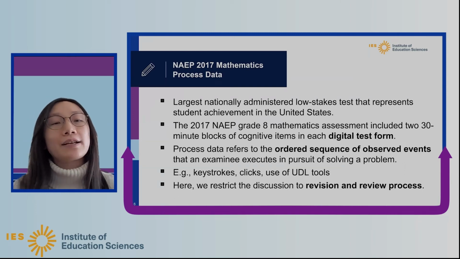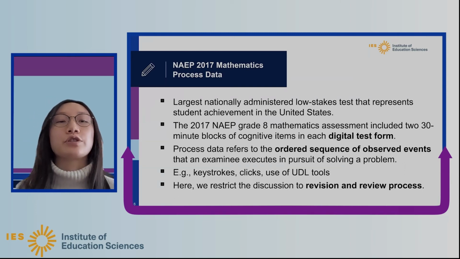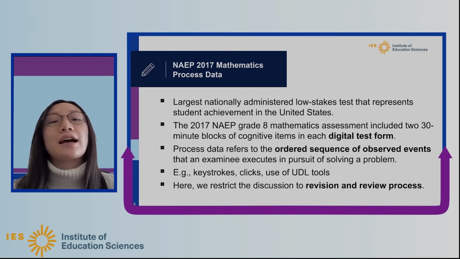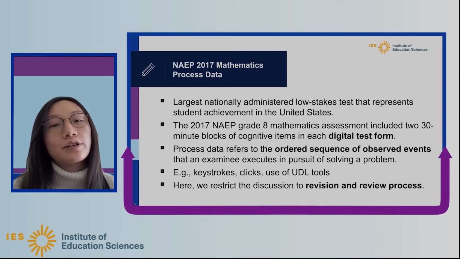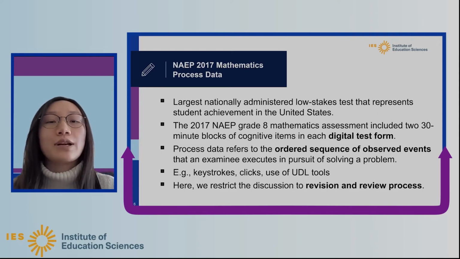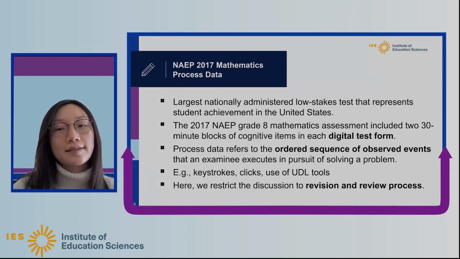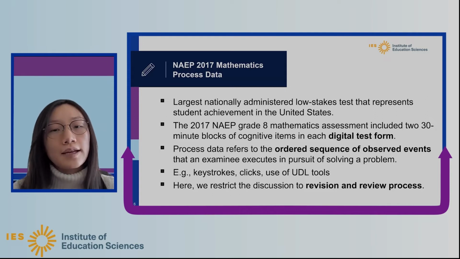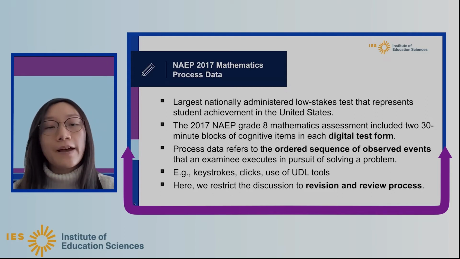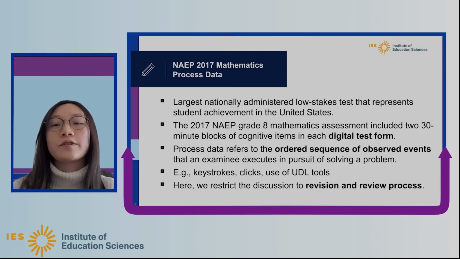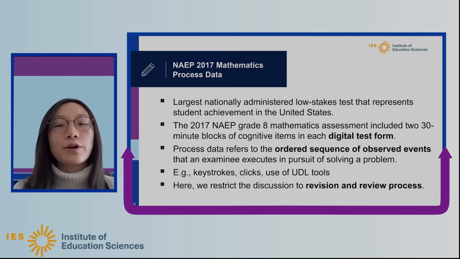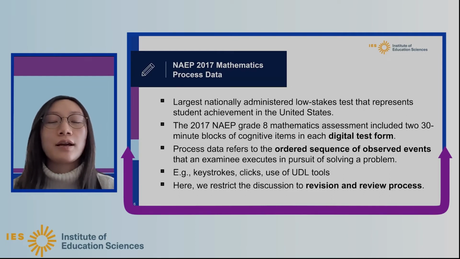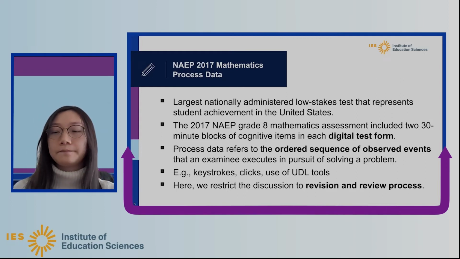For the NAEP 2017 mathematics assessment data, let me first provide an introduction to it. NAEP is the largest nationally administered low-stakes test that represents student achievement in the United States. In 2017, the grade 8 mathematics assessment included two 30-item block questions in each digital test form. The computer-based test allowed the collection of process data, which is the ordered sequence of observed events that an examinee executes in pursuit of solving a problem. This can include keystrokes, clicks, and use of different tools on the question. But here, we will restrict our discussion to the revision and review process of examinees on the item.